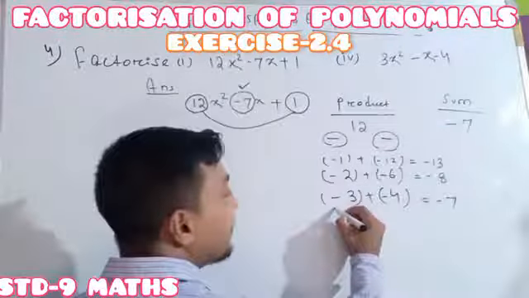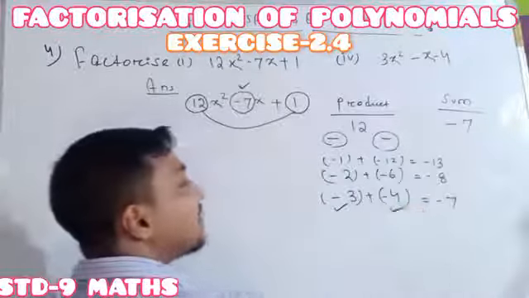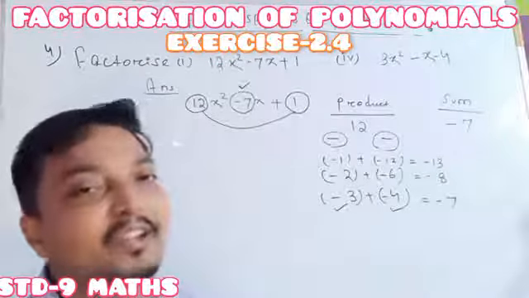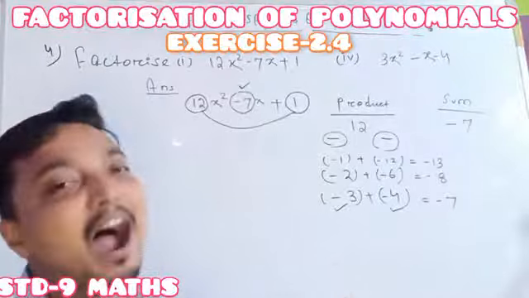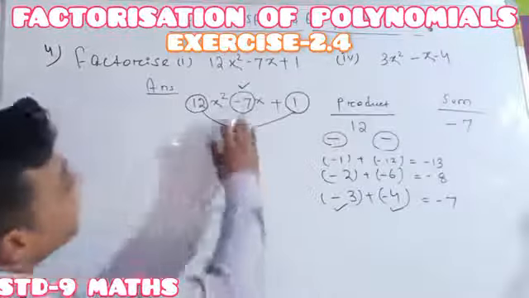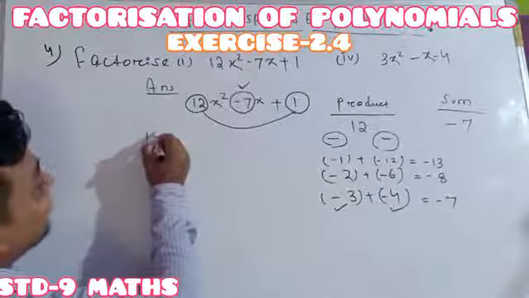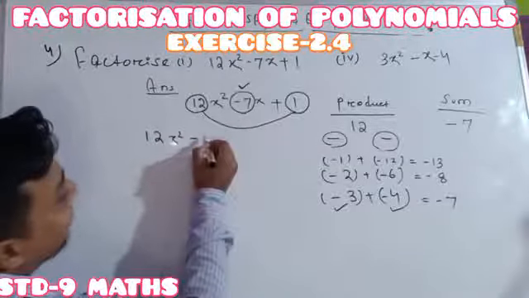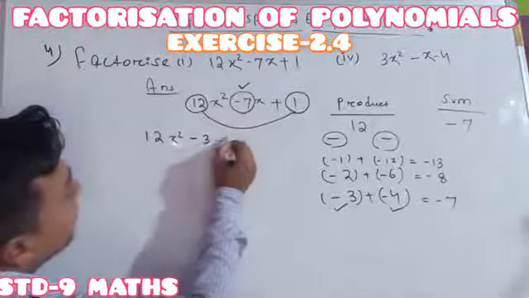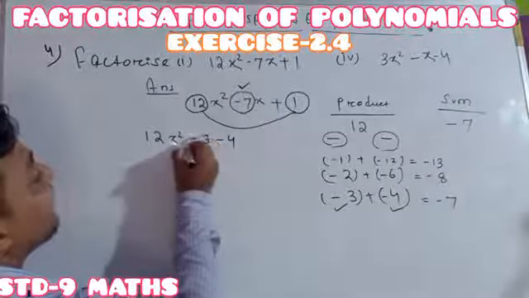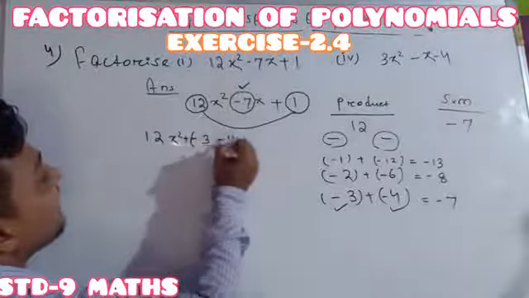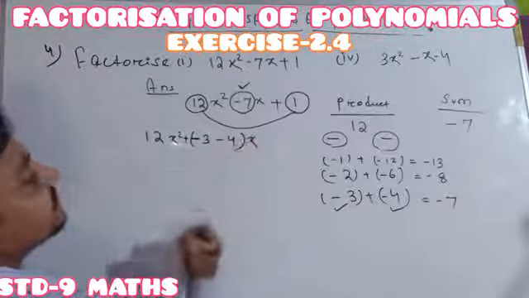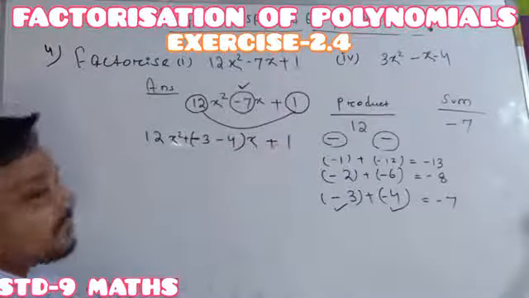Sum is minus 7 means one of the possibilities is minus 3 and another one is minus 4. This is the only important thing, otherwise the rest everything you know well how to do. So I am splitting the middle in this way. See, 12x square, in place of minus 7x I am writing minus 3x, then minus 4x. Otherwise I am writing it as minus 3x whole into minus 4x, here it is x, here it is plus 1.